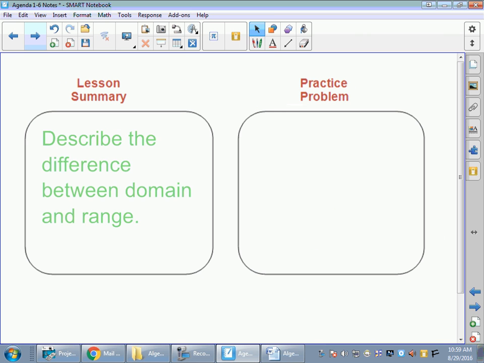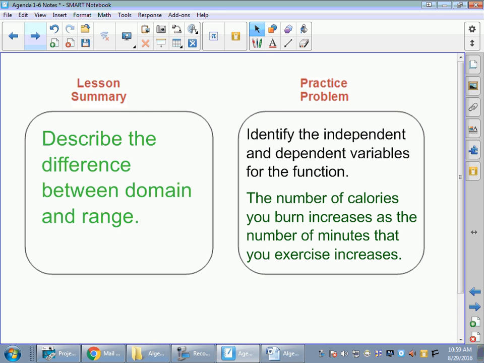So lesson summary. Tell me the difference between domain and range. That should be short and sweet. Hopefully you know. And if I give you the situation in green, I want you to identify the dependent and independent variables. So the number of calories you burn increases as the number of minutes that you exercise increases. So calories increases as minutes increase. Which one is independent and which one is dependent?